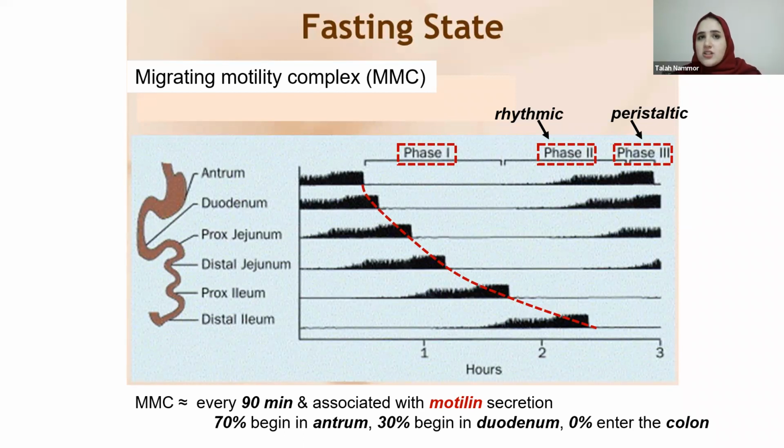Phase 1 is the relaxation phase. It makes up 50% of the cycle, and there is no contraction, nothing. It's only relaxation. Phase 2 is where we have the rhythmic contractions. The muscles all together will start to contract in a certain rhythm, and this makes up 40% of the cycle. And then after rhythmic, we're going to go to phase 3, which is literally, guys, only 5 to 10 minutes, and it's only 10% of the cycle, and it is very intense peristaltic waves.